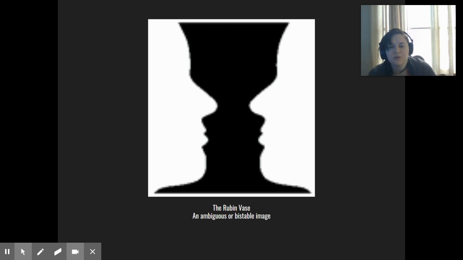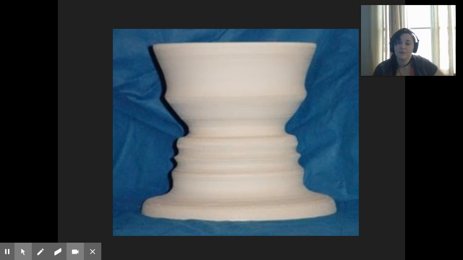Basically, what this image does is, regardless of where you focus your eye, whether it's on the center or the outside, both are interesting parts of the composition. This is a concept that actually exists in real life. See here? Do you still see the faces? The faces are comprised of what I call negative space, the space around the object.